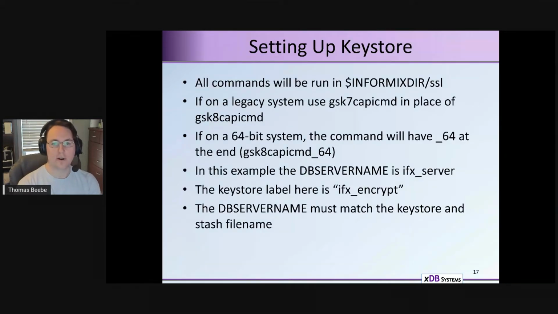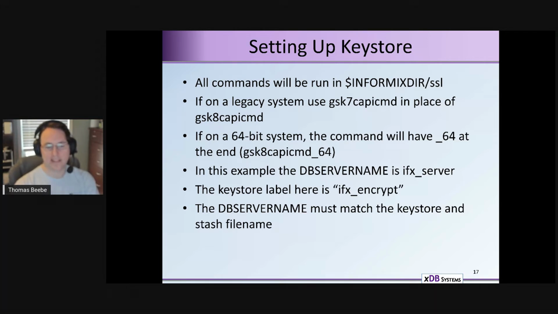So to create the key store, we're going to run everything in $INFORMIXDIR/ssl. This is a secure directory. We want to make sure this is not widely available. Again, we use GSK8 in most cases, 7 if it's a legacy system. If you're running a 64-bit system, which most of us are these days, you'll actually do the same command with _64. And again, our DB server name is ifx_server. The SSL one is ifx_server_ssl. The key store label here is going to be ifx_encrypt.